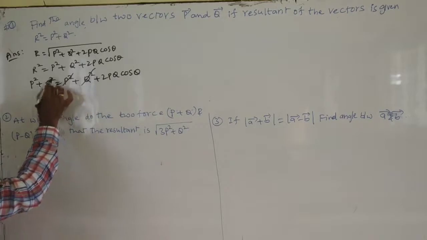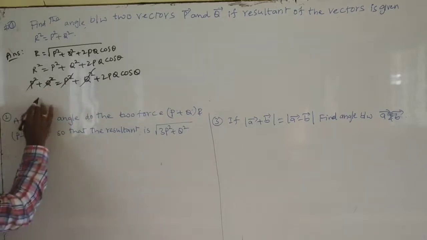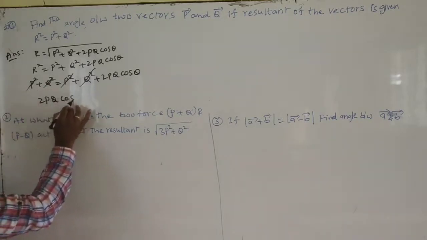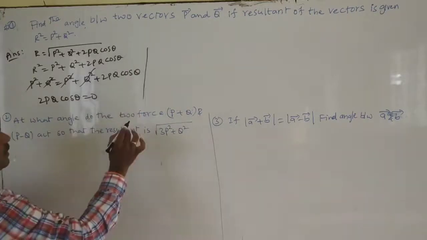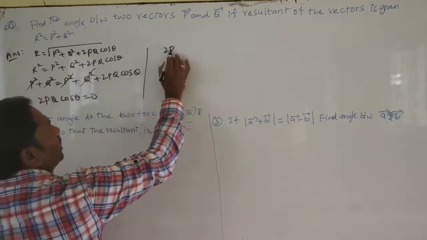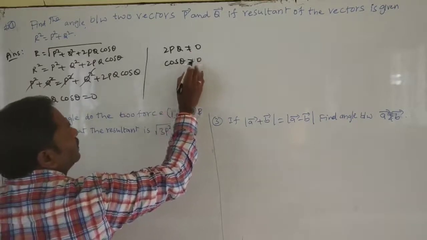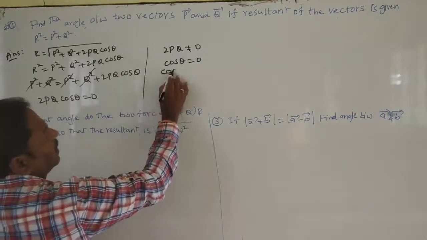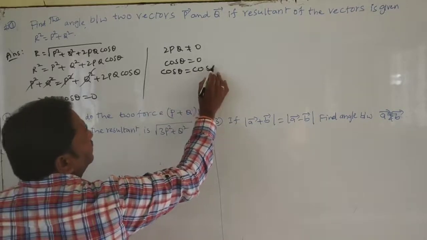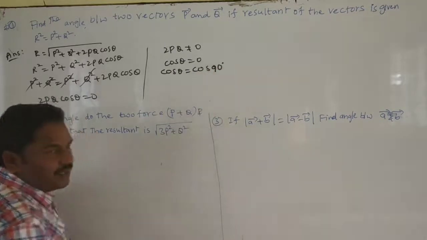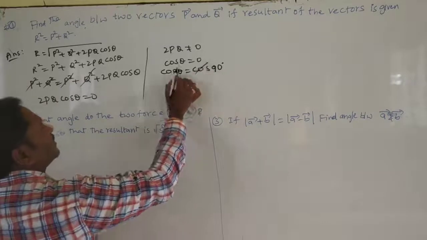So now both are cancelled. So 2pq cos theta equal to 0. So now 2pq is not equal to 0. Cos theta equal to 0. Cos theta equals to cos 90. So cos 90 is 0. Cos cancel, theta equals 90 degrees.